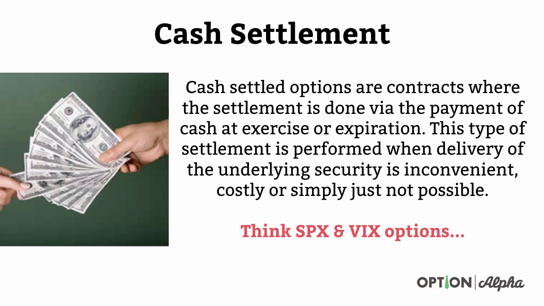Now, most of the stuff that we do here at Option Alpha, like I said, is physical settlement. This does include ETFs, because you can buy ETFs. Those are physical securities. But a lot of things out there are cash settled as well, and it's mostly some of the indexes: SPX, RUT, VIX, NDX, etc.